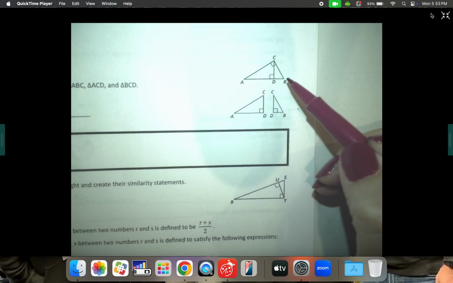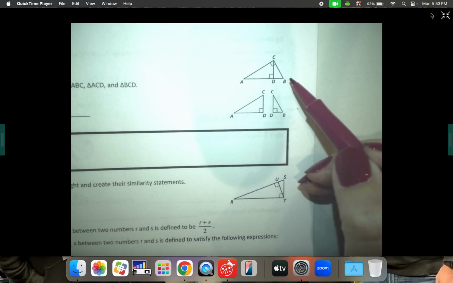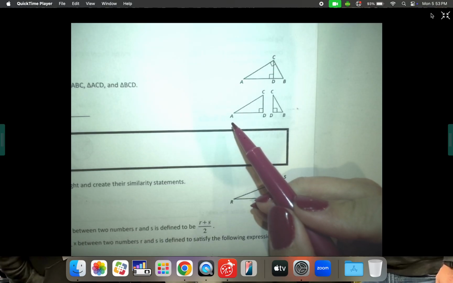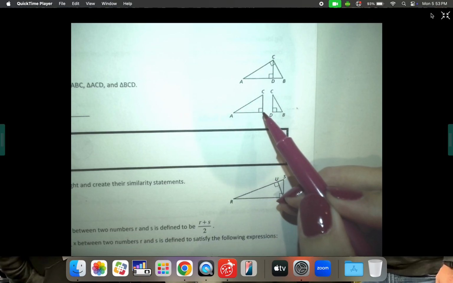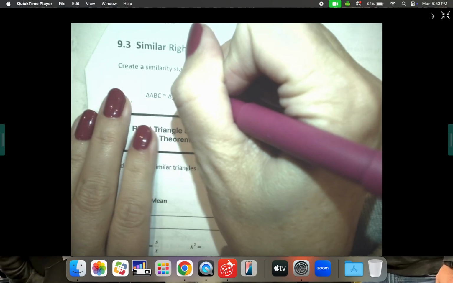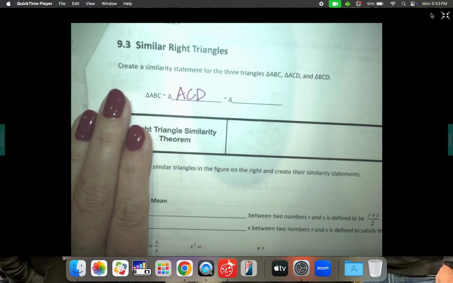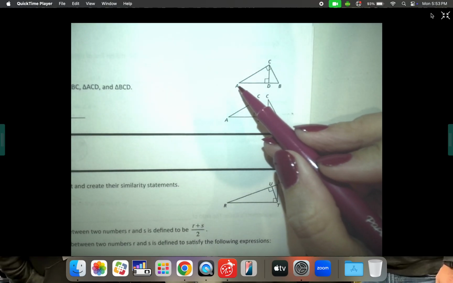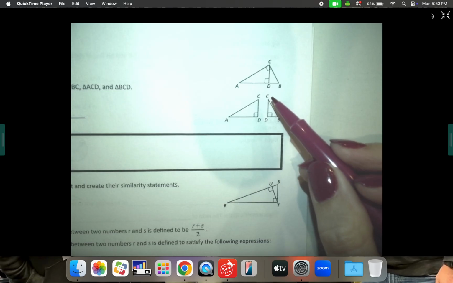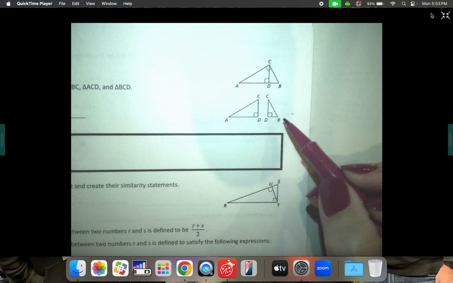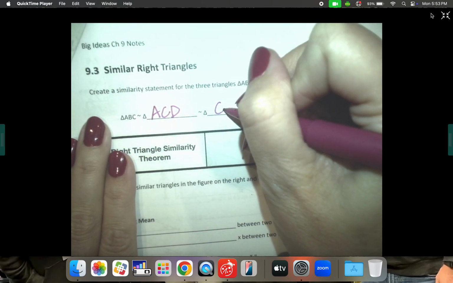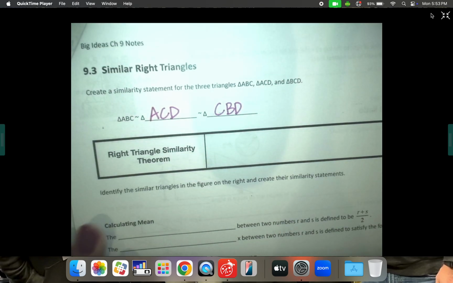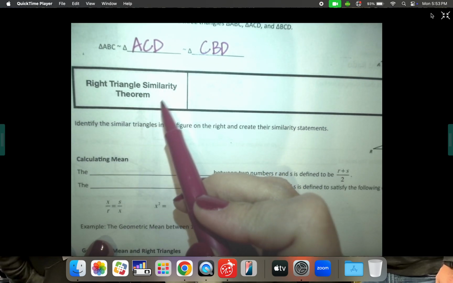From A to B to C, I went down the hypotenuse and then the short leg. So when you name it, I would go hypotenuse, short leg, so ACD. And it's also similar to the other one. And again, I went hypotenuse, short leg. So I would go down the hypotenuse and the short leg. So CBD. Okay, so we just proved the right triangle similarity theorem.